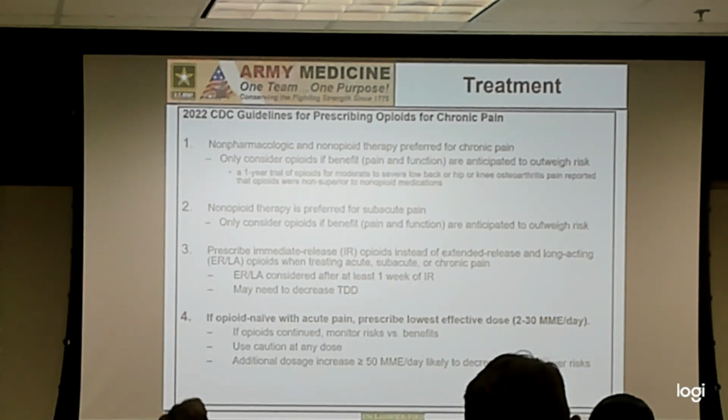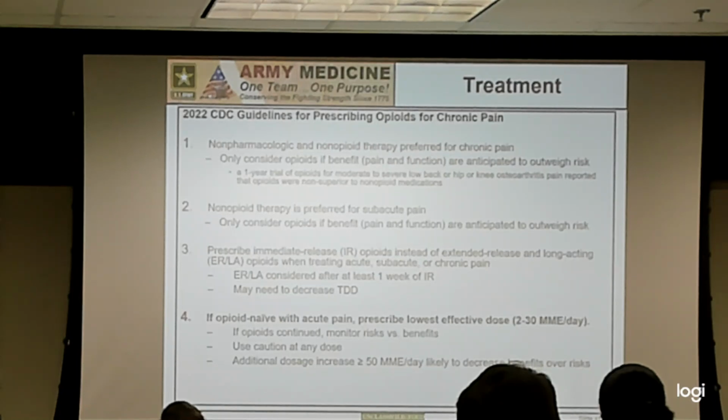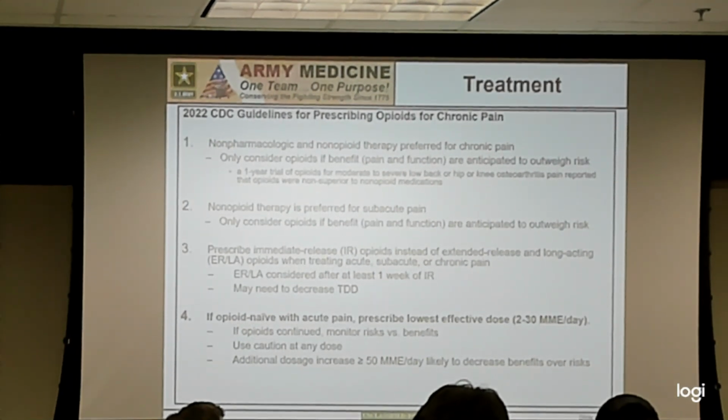So if you have the old version, this is completely different. So just please make sure that you're having the new version. So these are the 2022 CDC guidelines for prescribing opioids for chronic pain. They also discuss acute, subacute, and chronic pain in here. So why that title just says chronic pain, I don't know.